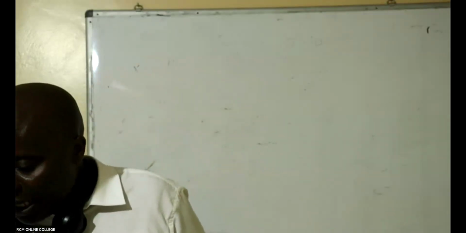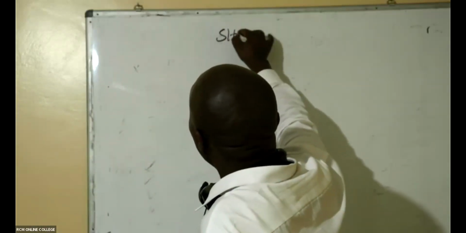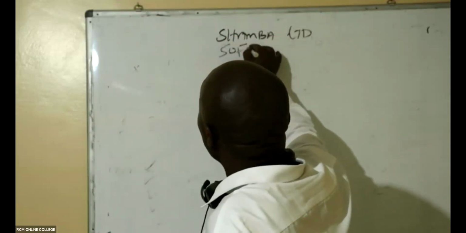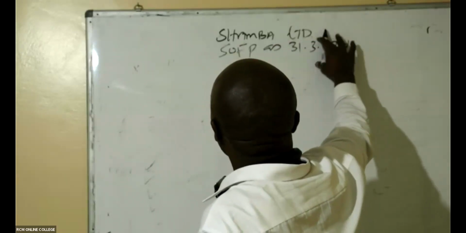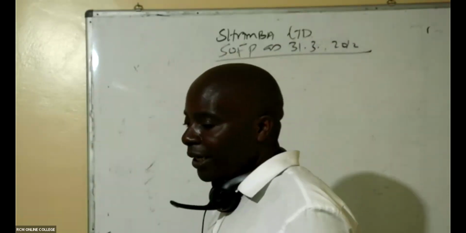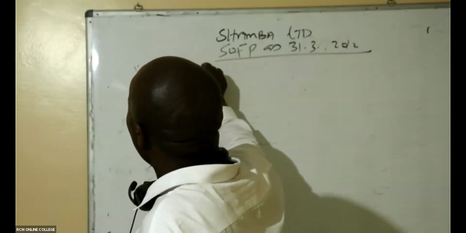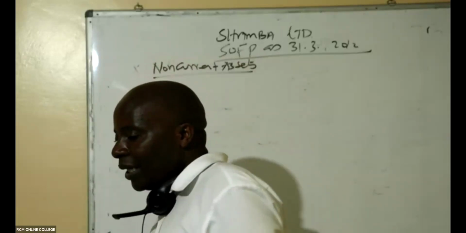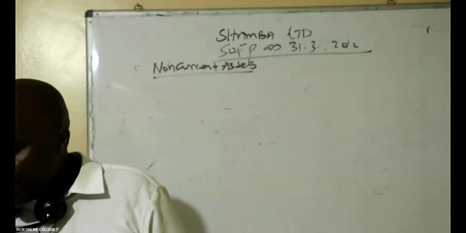So they want me to do a balance sheet. Of course, I know you are very good at the preambles, writing the names. So we have The Shamba Limited, Statement of financial position as at 31st March 2012. You underline. You start with assets as usual, and the very first assets to capture are the non-current assets. So, non-current assets, what do we have here?